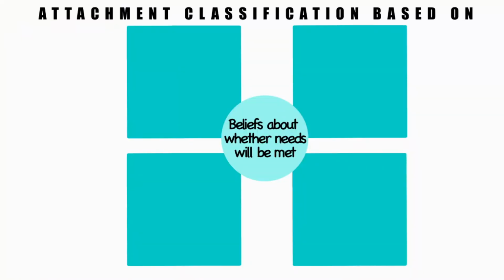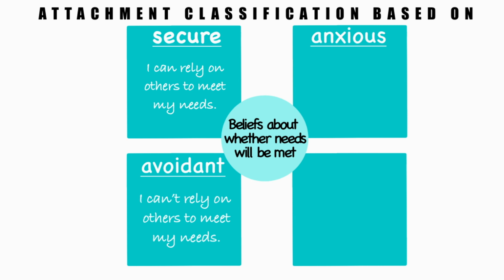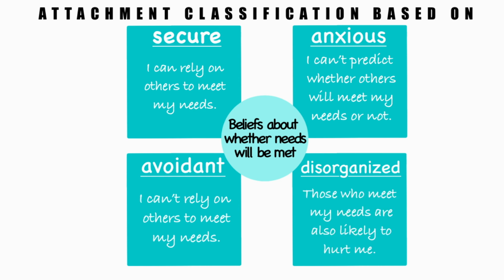To help you understand this needs part, I have made this chart for you. So for secure attachment, you can say that they feel that they can rely on others to meet their needs. Whereas with avoidant attachment, they feel that they cannot rely on others to meet their needs. With anxious or ambivalent attachment, they say that they can't predict whether others will meet their needs. And with disorganized attachment, they believe that those who meet my needs are also likely to hurt me.